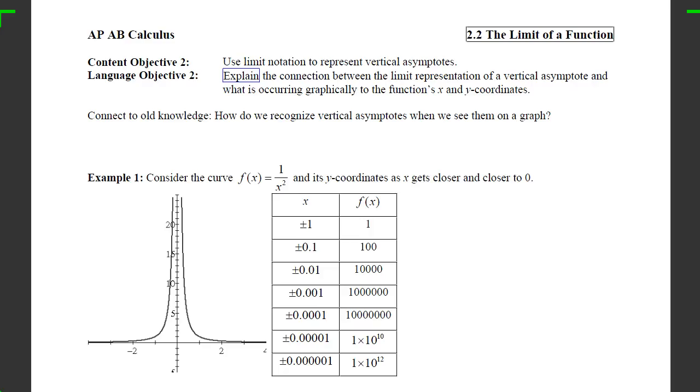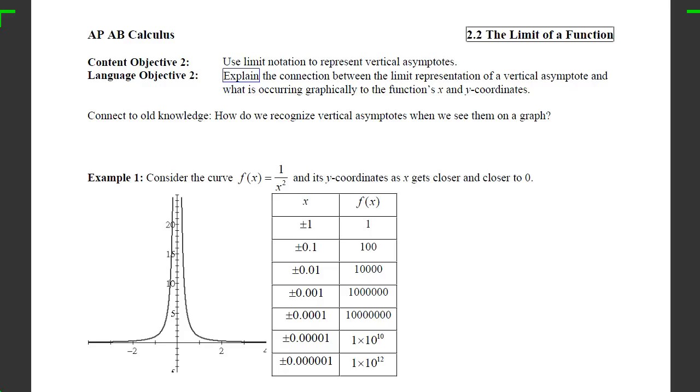So the first thing we want to do is connect to old knowledge and think about how we recognize vertical asymptotes when we see them on a graph. We have an example here that shows a vertical asymptote at 0, and what we see graphically is that the y coordinates are getting super high no matter which side we approach from. So we see these vertical asymptotes when we see really sharp, quick upticks in y values, either heading up toward positive infinity or heading down toward negative infinity.